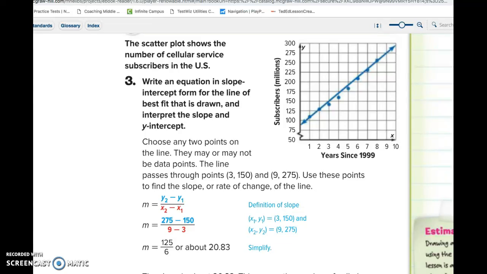No. Why not? Taylor, you said it does. It hits most of the points, right? And the points that it doesn't hit are really, really close to it. Okay, so that does have a line of best fit. So we've already done number 1 on our notes.